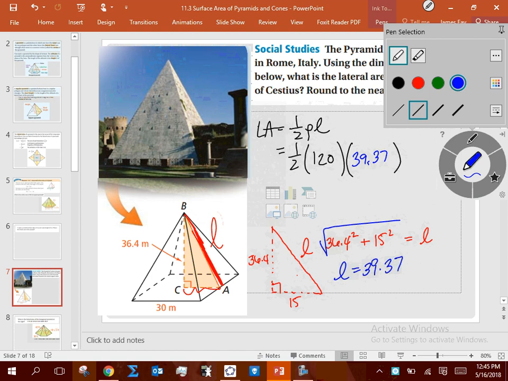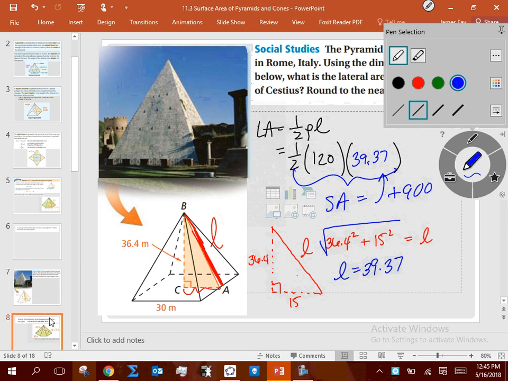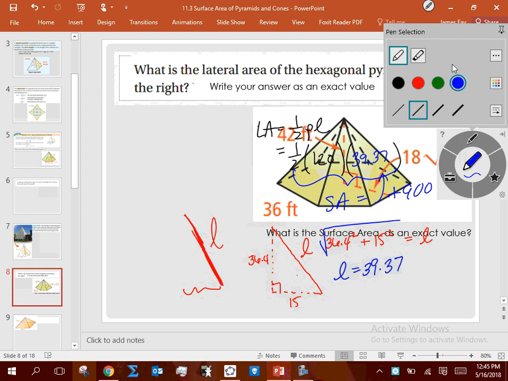What would I have to add to that to get surface area? The base, which is going to be how big? The area of the base is 900. So surface area would equal that number plus 900. Is that all right? So let's get to one where it's a little less informative.